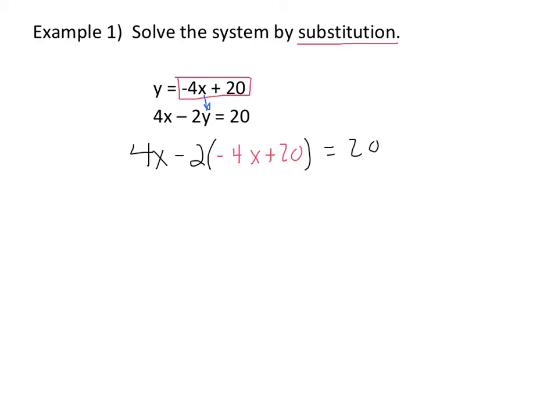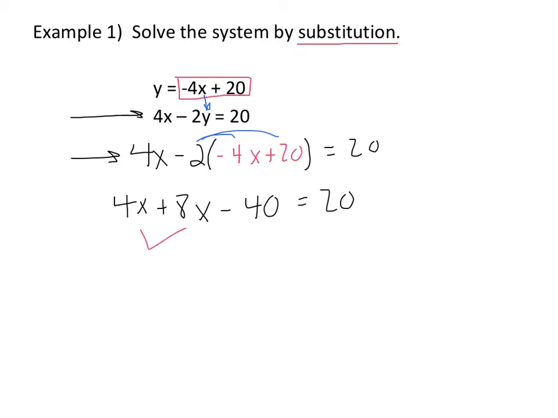Notice now we went from an equation that had two different variables to an equation with two of the same variables, in which we can now combine like terms and solve for x. So our process would be to say distribute the negative 2, which would give us 4x plus 8x minus 40 equals 20. And we can solve this expression for x, and we get 12x minus 40 equals 20.